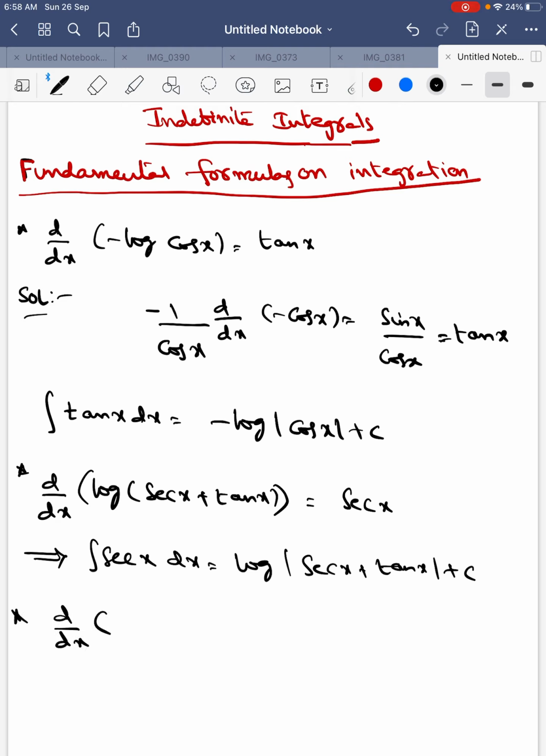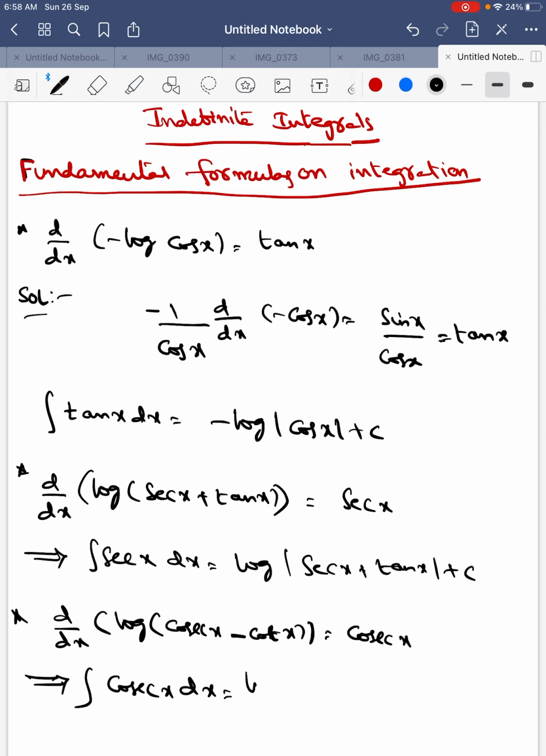D by dx of log mod cosecant x minus cot x is equal to cosecant x. Therefore, the integral of cosecant x dx is equal to log mod cosecant x minus cot x plus c. These are very, very important formulas.